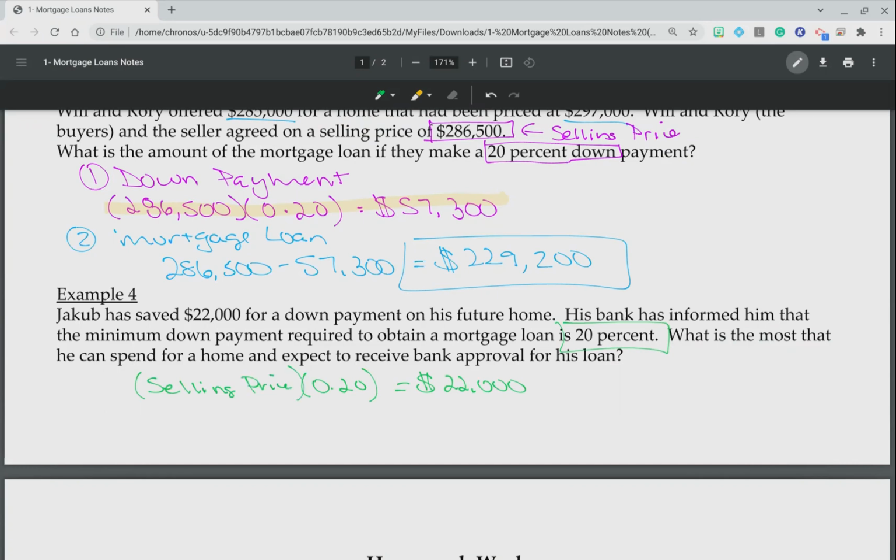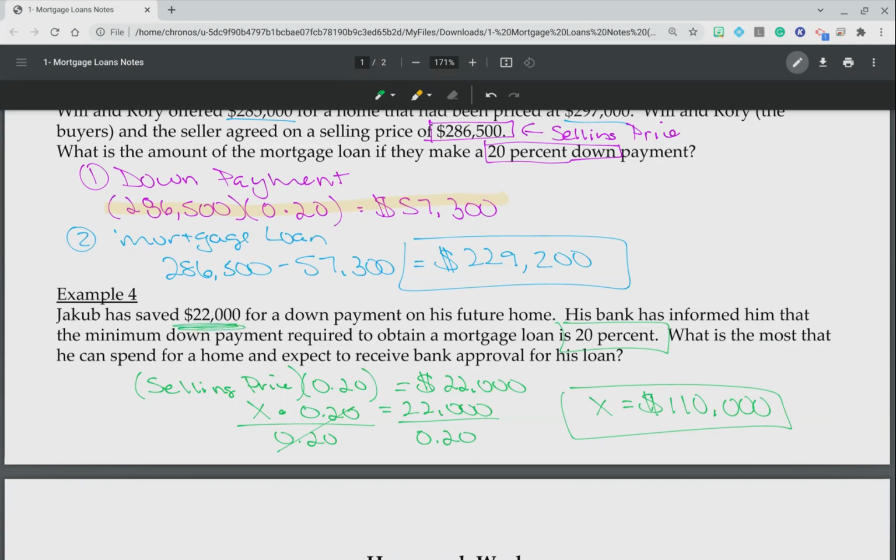Okay, so in algebra, when we don't know something, we call it x, right? So this is going to be x times 20% equals 22,000. And then I'm just going to divide. So that goes away, and my x is equal to $110,000. So what that means is that Jacob needs to look at houses that cost no more than $110,000 based on what he has for his down payment.